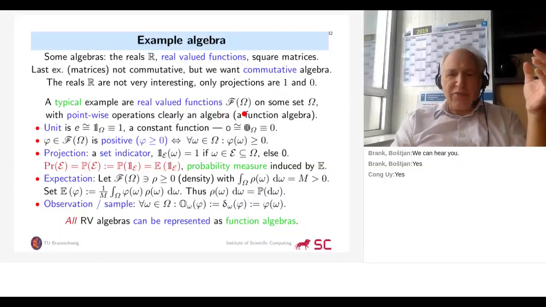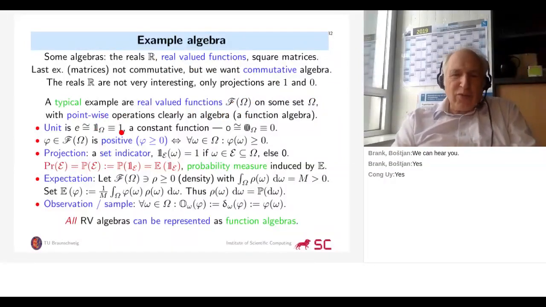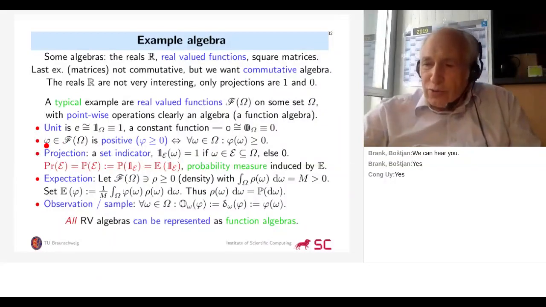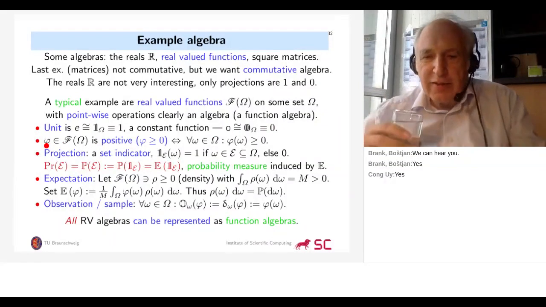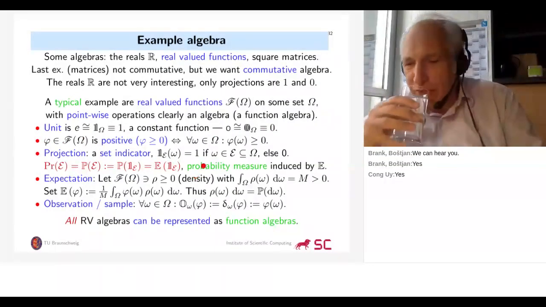I'll call this f of omega. On some set omega, we have the real valued functions, and with the pointwise operations they're an algebra. The unit is the function which is always 1, and the 0 is the function which is always 0. A function, it turns out, is positive when it's pointwise positive. Remember, in the abstract setting we called it positive if it's a square of another element, but it turns out to be the same as being pointwise positive.